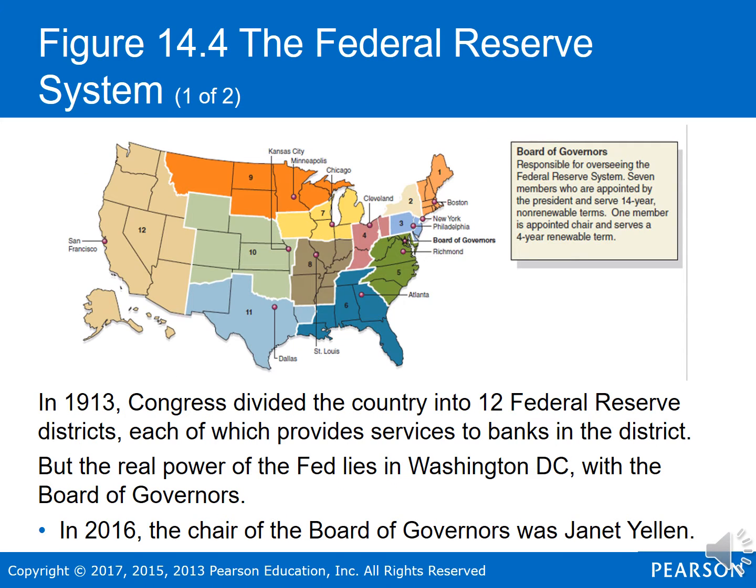So here's a map showing the different districts of the Federal Reserve. Congress divided the country into 12 different Federal Reserve districts, and each district has a Federal Reserve bank that oversees banking, makes loans, serves as a clearinghouse for checks, and provides all these different functions within each district.